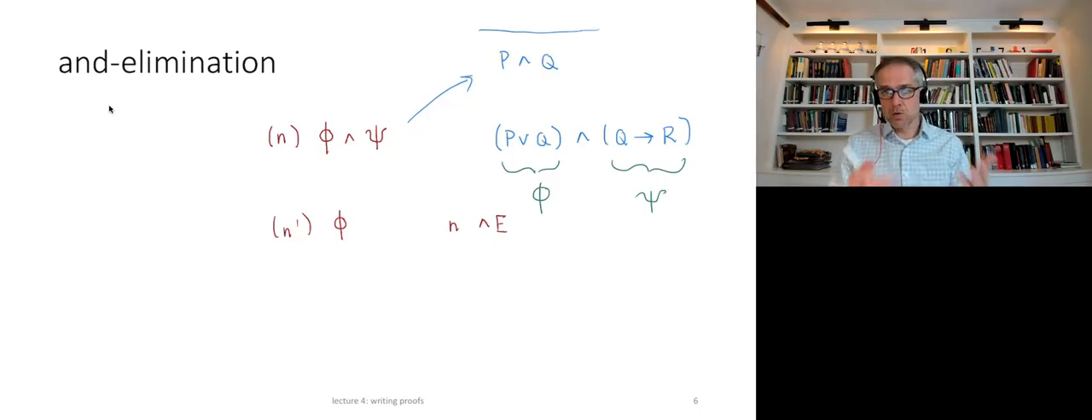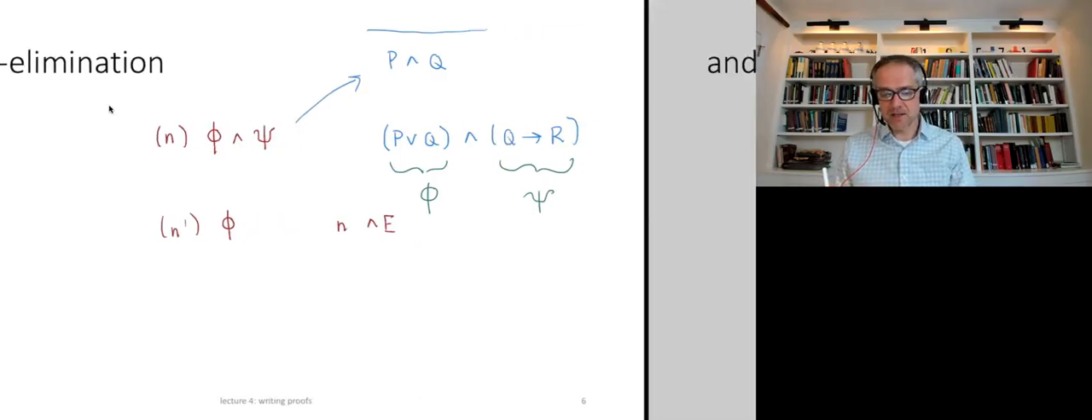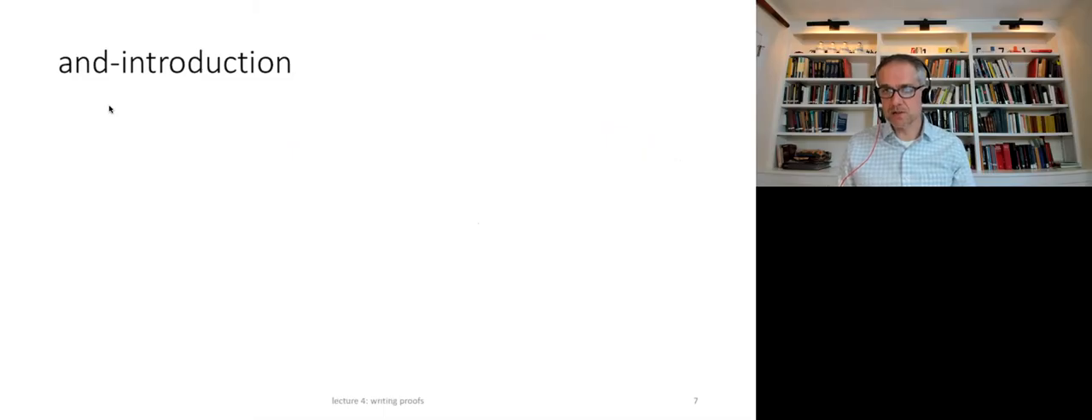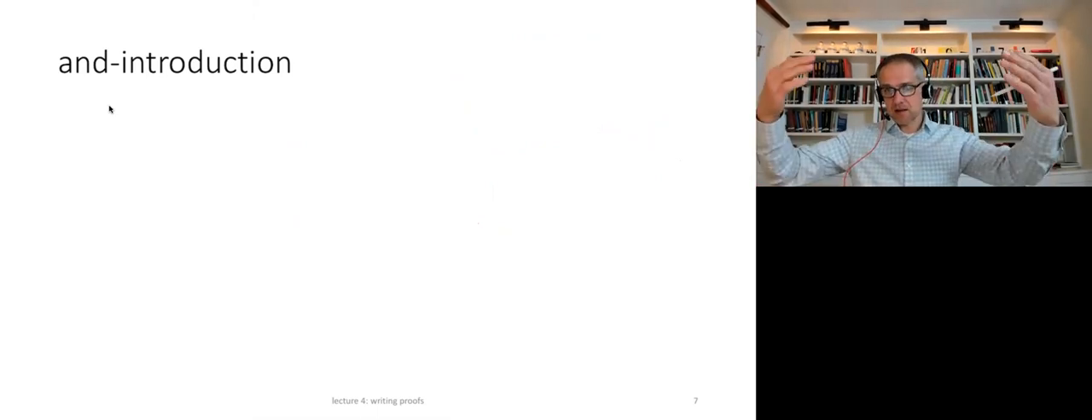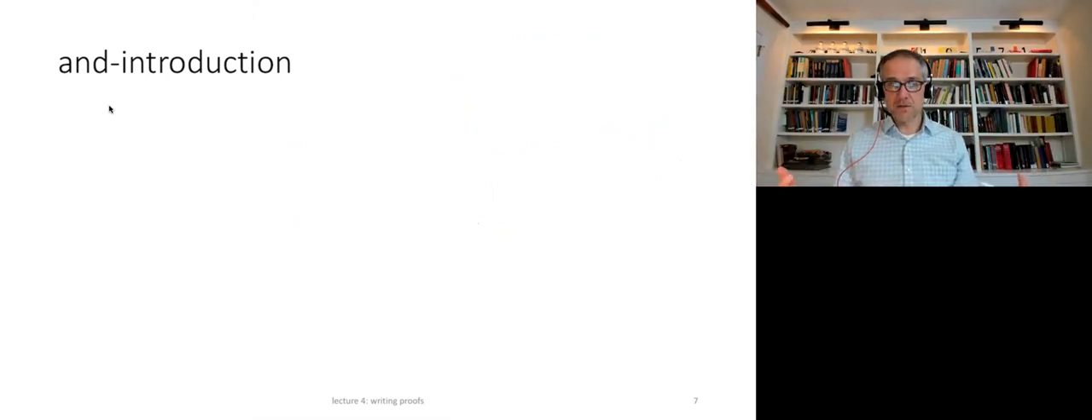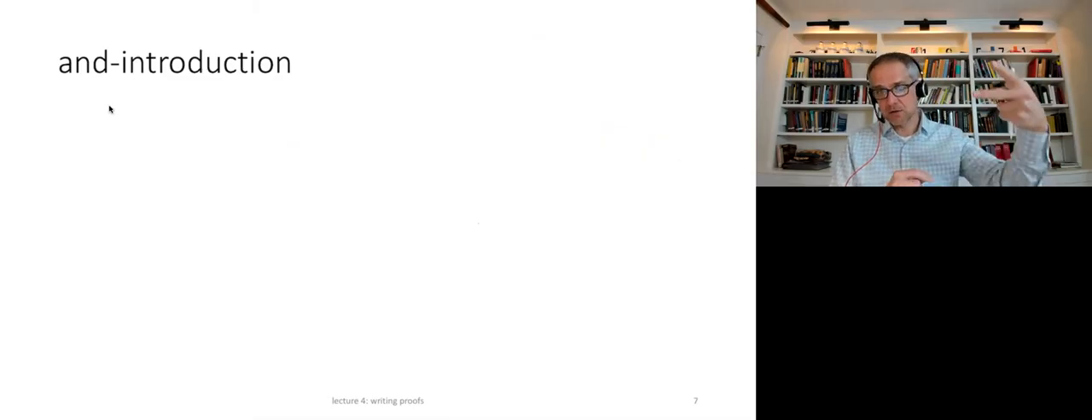Now, we'll look at a couple examples in just a minute, but actually so our examples won't just be utterly trivial, let's go ahead and look at and introduction as well. Okay, so and introduction, as you might expect, it's the sort of reverse of and elimination. But of course, in order to get a conjunction, you need both conjuncts. So this rule and introduction requires that you get two lines, and then on any subsequent line, you can write a new line with the conjunction of the things on those two lines.